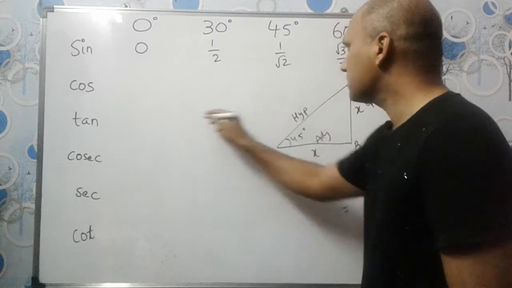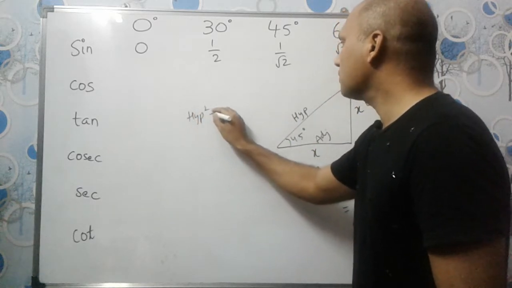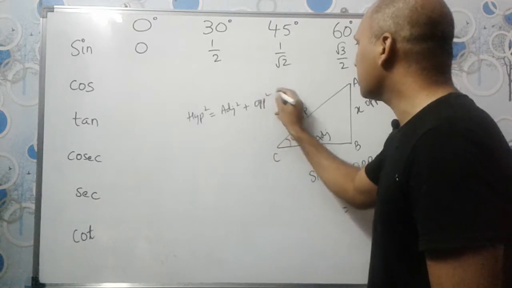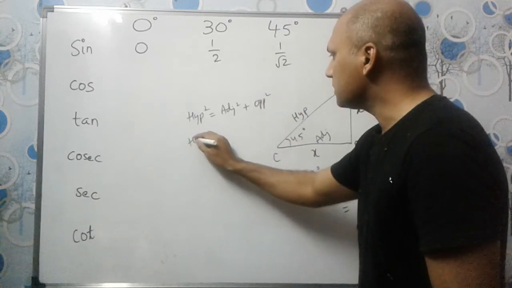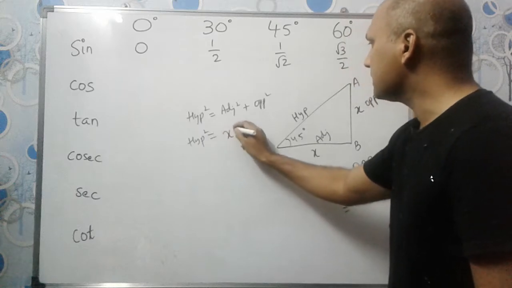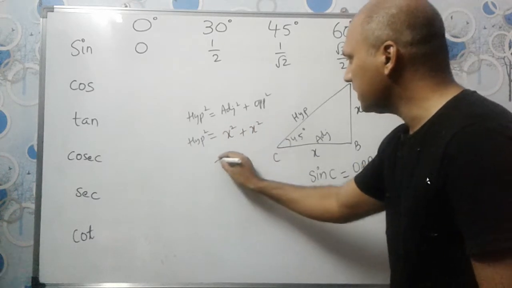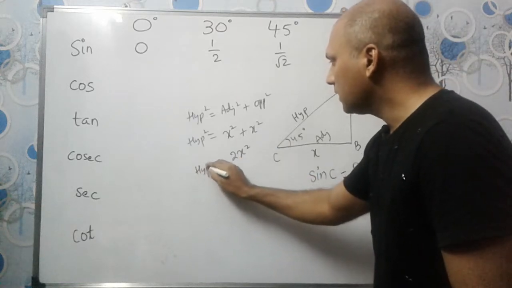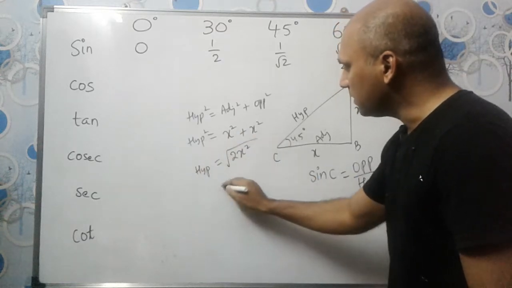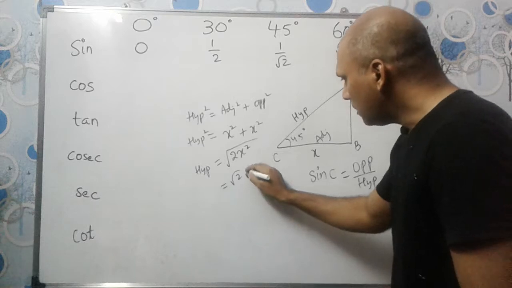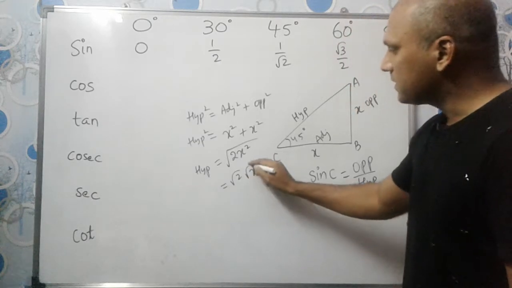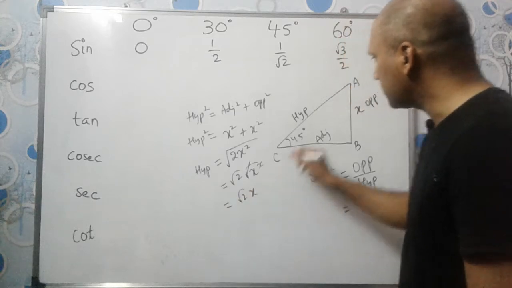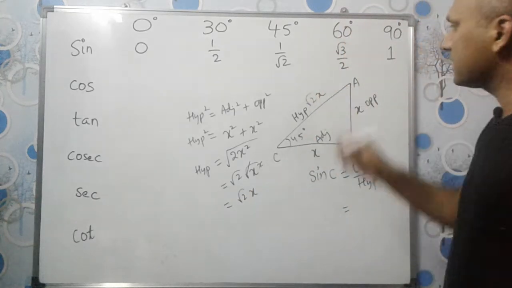This is the hypotenuse. So hypotenuse square is equal to adjacent square plus opposite square. Hypotenuse square is not known, adjacent is x, so this will be x square, this will also be x square. So this will be 2x square. This square goes on the other side and becomes root. So this is root 2x square. The square root will get cancelled, so this will be root 2 x. So this is root 2 x now.